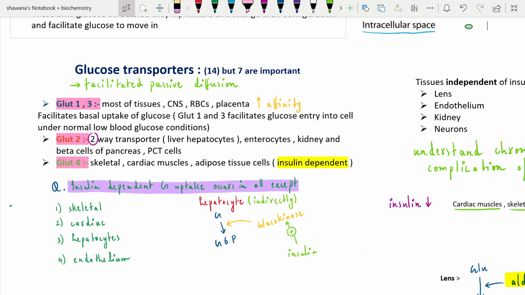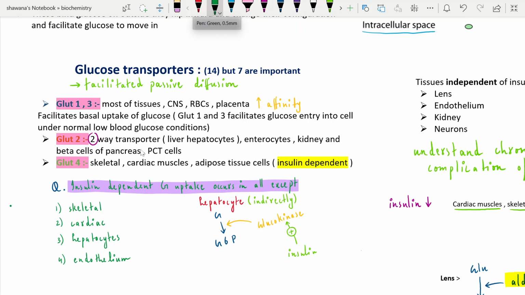And these 1 and 3 are very, very important because they have high affinity for glucose. For example, neurons are very, very sensitive to the glucose concentration. So what kind of transporter do we need in the neurons? We need 1 and 3. They can easily transport glucose into the neurons, into the RBCs, across the placenta, and they have high affinity for glucose, and they facilitate the basal uptake of glucose.